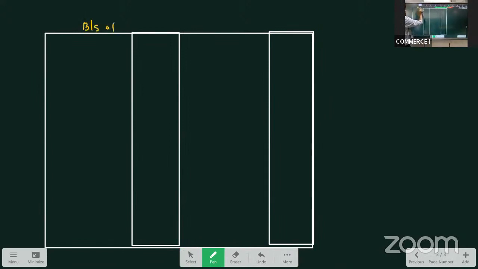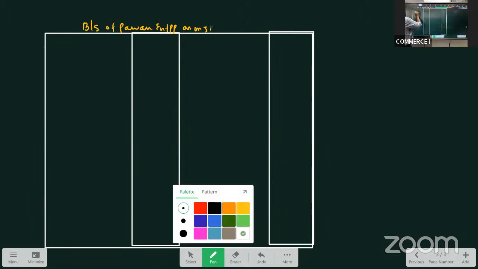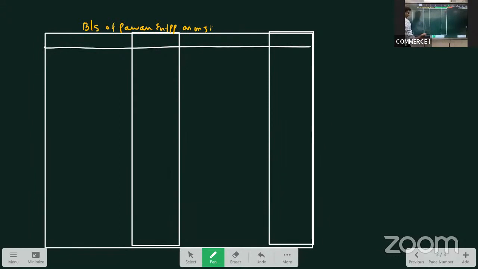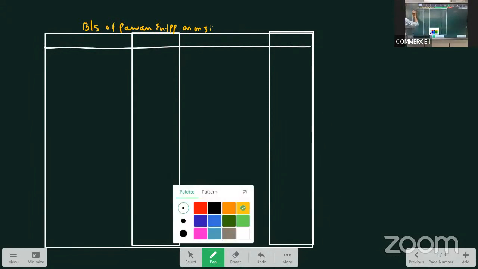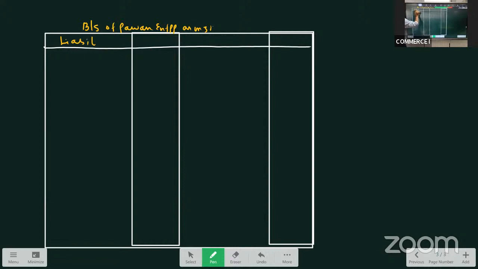Balance sheet of Pavan Enterprises as on. For trading and P&L we write for the year ended on, and for balance sheet we write as on, right? Then this is the liability side, this is the asset side, right? So now let us see what are the items we have not taken while preparing trading and P&L account. Those items we'll take here.